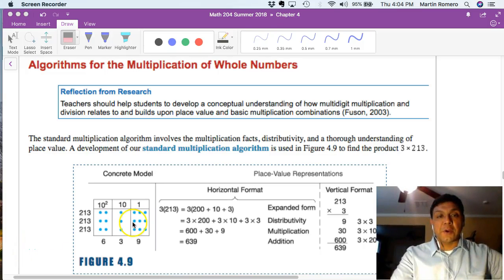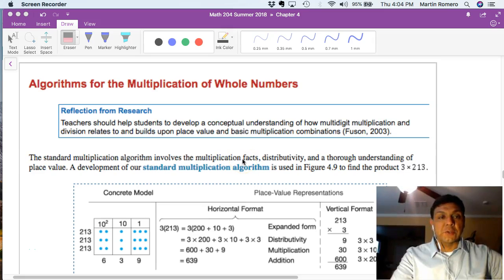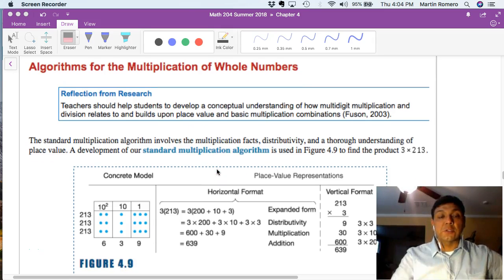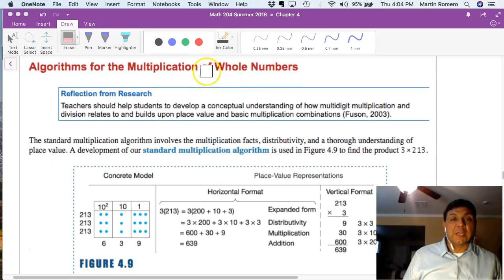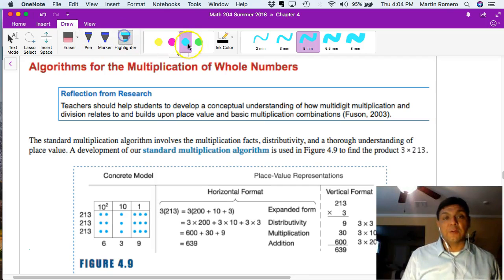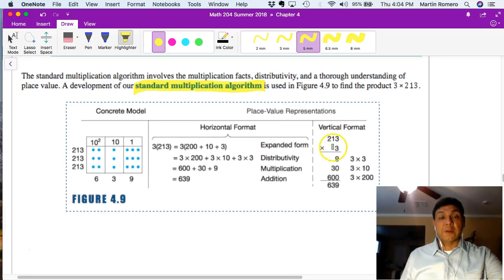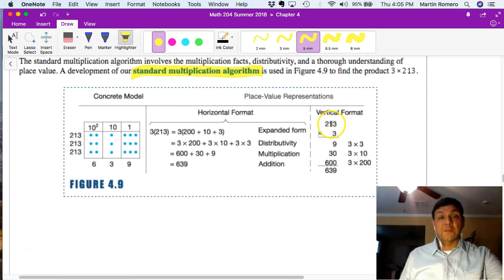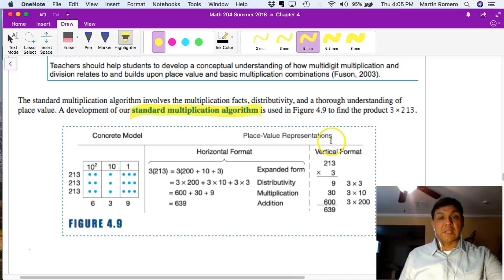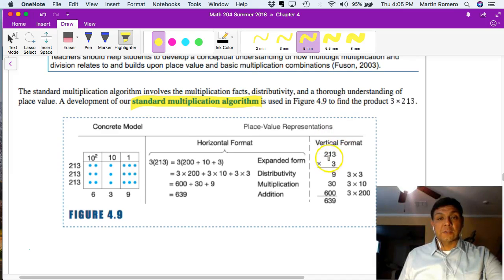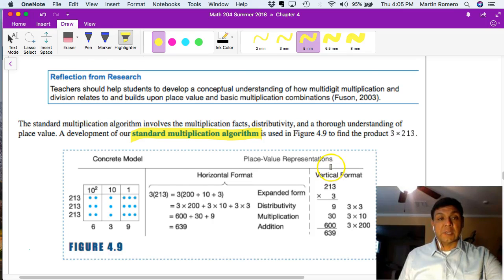This video is part 3 to chapter 4.2, algorithms for the multiplication of whole numbers. Similar to addition and subtraction, we are all familiar with what we call the standard algorithm. The standard algorithm would follow this vertical format, 213 times 3.